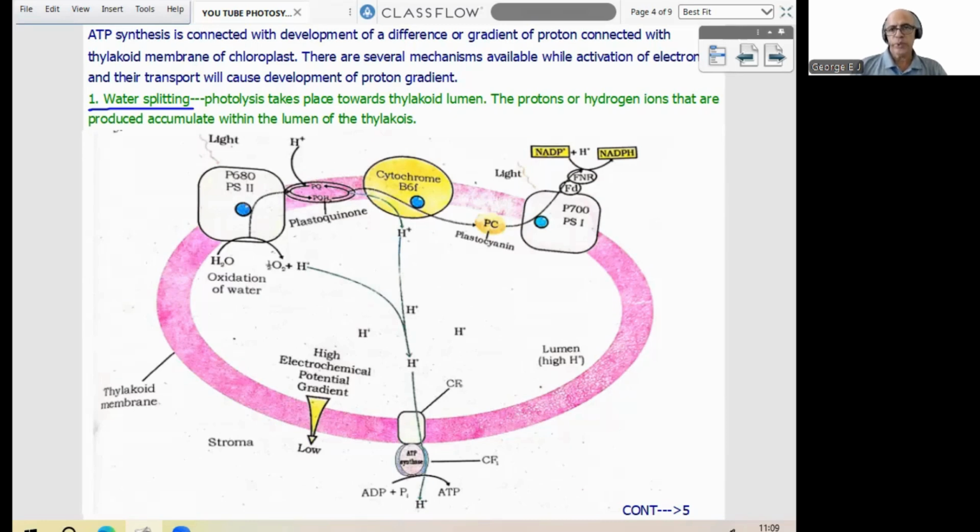So how does this proton gradient or accumulation take place? NCERT explains three methods. One, water splitting. So photolysis takes place towards the thylakoid lumen. This diagram is the NCERT diagram. It is very clear, self-explanatory. Everything is marked clearly there. So here you can find water. Splitting of water, again protons accumulated in. This is the lumen side. This is the stroma side. So lumen. This will be the membrane.